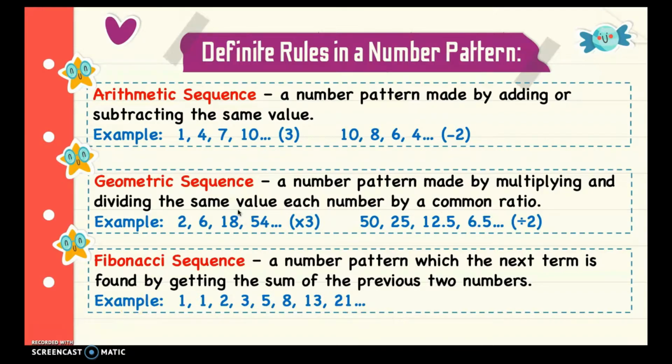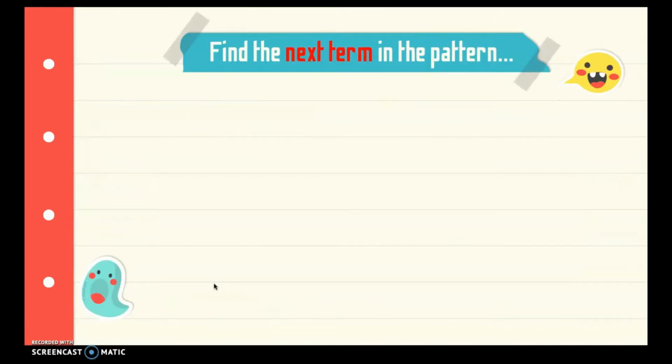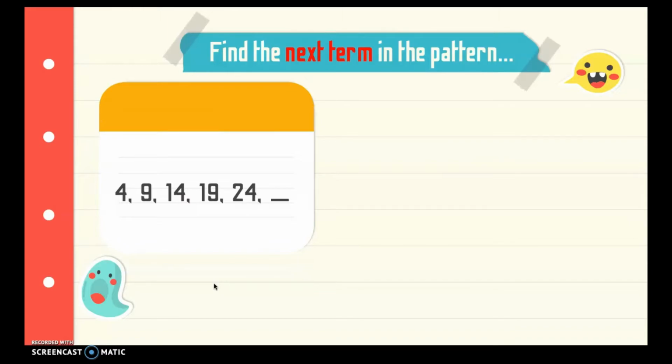Finding the missing term in the sequence starts with observing how the terms behave with respect to one another. That is by looking if there is a common difference or ratio between the successive terms. Let's have an example. Find the next term in the pattern: 4, 9, 14, 19, 24. So what is the missing term? What operation are we going to perform to get the next number? From 4, the next term is 9. So we need to add 5. Okay, so 4 plus 5 is 9.